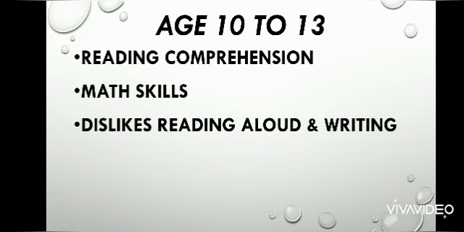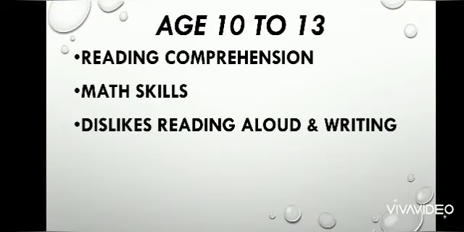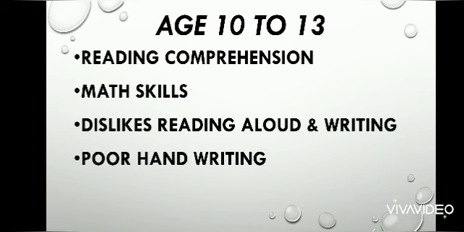Next we have here is reading aloud. He will not be able to read aloud, or even he hates to read aloud different kinds of stuff. And writing, he will not be able to write properly. Next we have here is poor handwriting. The person with SLD will have poor handwriting in specified categories. So if a person has issues with writing, he will have poor handwriting. It must be considered as SLD.